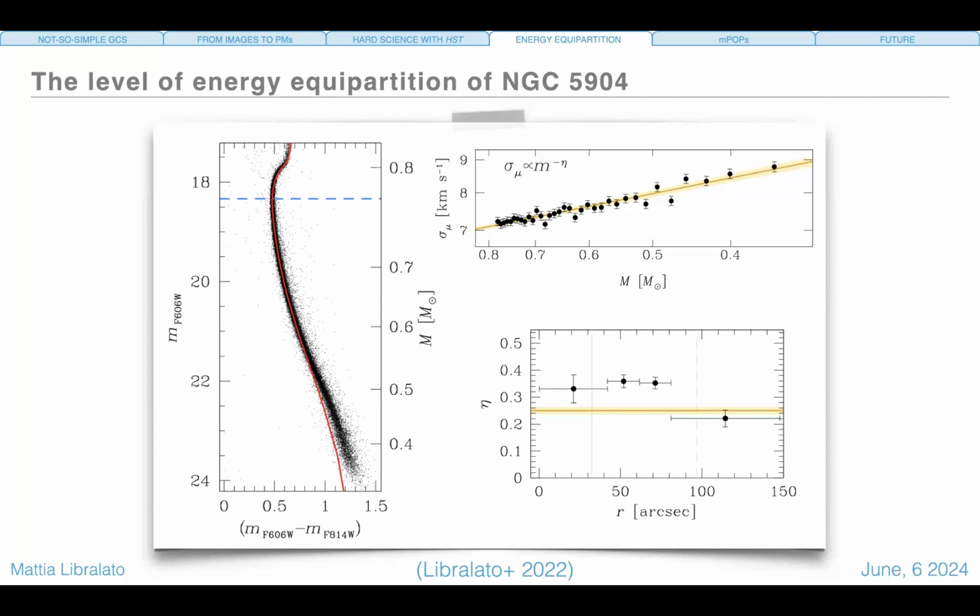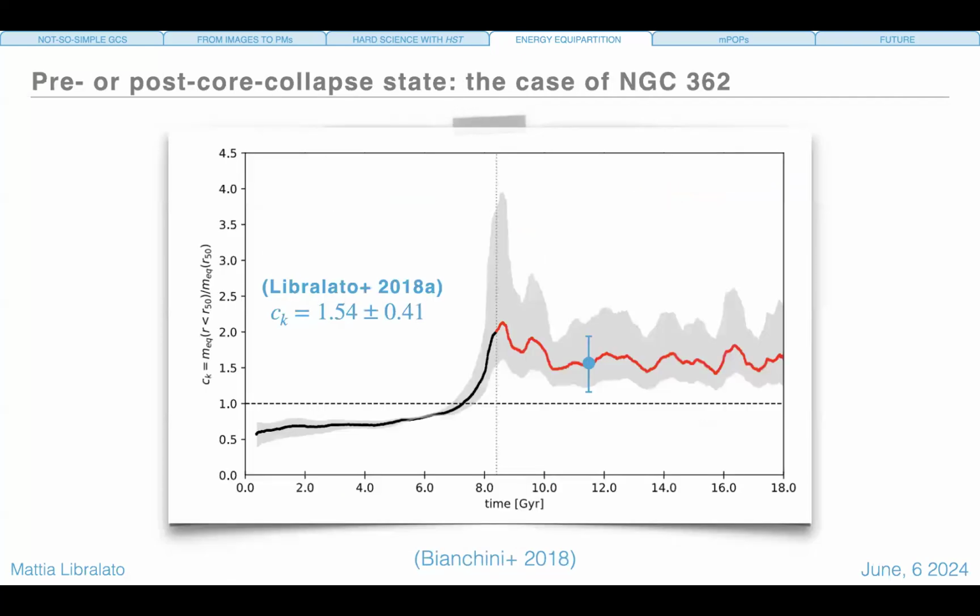As for the rotation curve, the anisotropy profile, and so on, knowing the value of eta is useful in the modeling, and gives you insights into the dynamical status and so on. But it can also be used for more empirical applications, let's say. It has been used, for example, to infer the pre or post-core collapse state of a globular cluster. And this is a nice theoretical work by Paolo Bianchini, where he basically showed that, depending on when you are in the collapse phase, very far away or in the collapse, the local and global levels of energy partition are different.